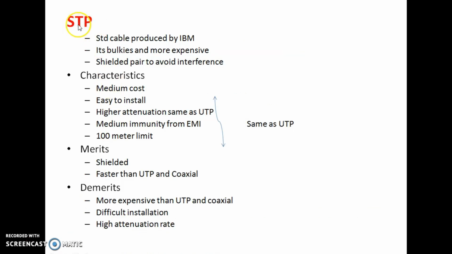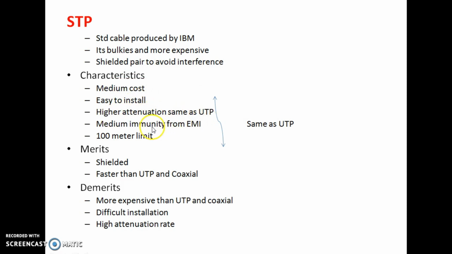Next is the STP. Here the STP cable, which is produced by IBM, is defined as the standard twisted pair cable, and it is also very bulky and more expensive. The shielding is there to avoid interference. What are the characteristics? It has medium cost and is easy to install. It has high attenuation, same as the UTP.